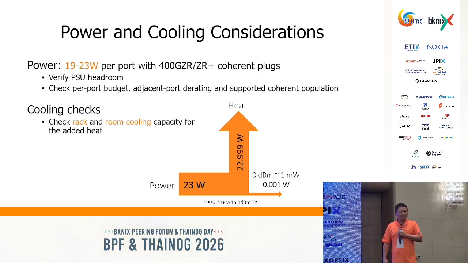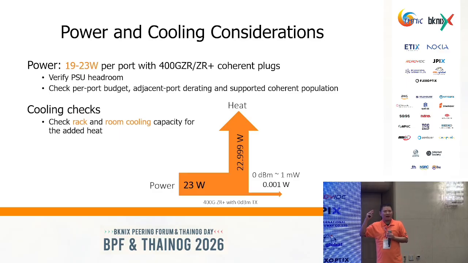Power and cooling. Okay? Remember the 400 gig optics that I showed, the ZR+ high power optics that can do 0 dBm. What is 0 dBm? It's 1 milliwatt. How much is 1 milliwatt? 0.001 watt. That optic consumes 23 watts. So for my launch signal, I actually need only 0.001 watt.